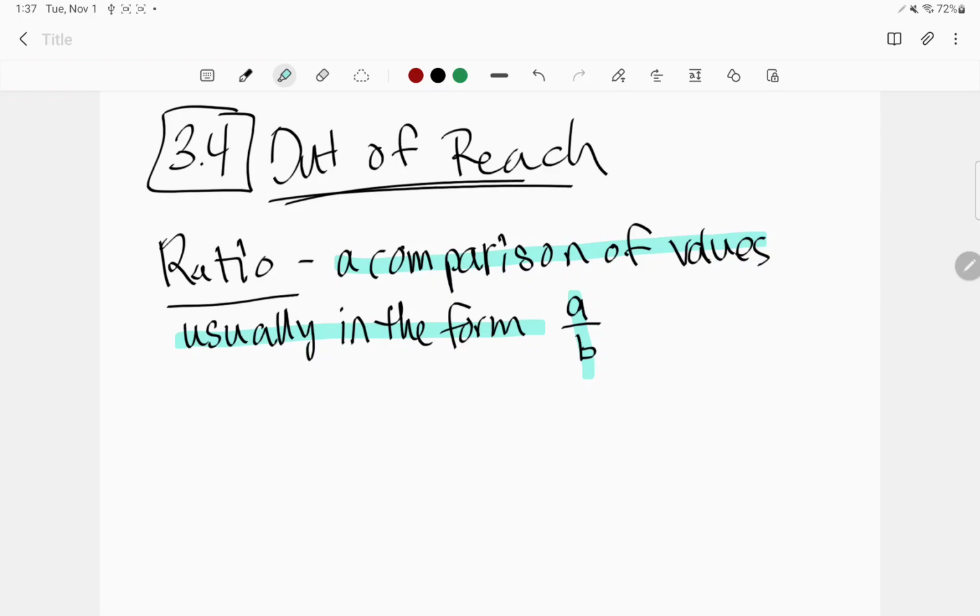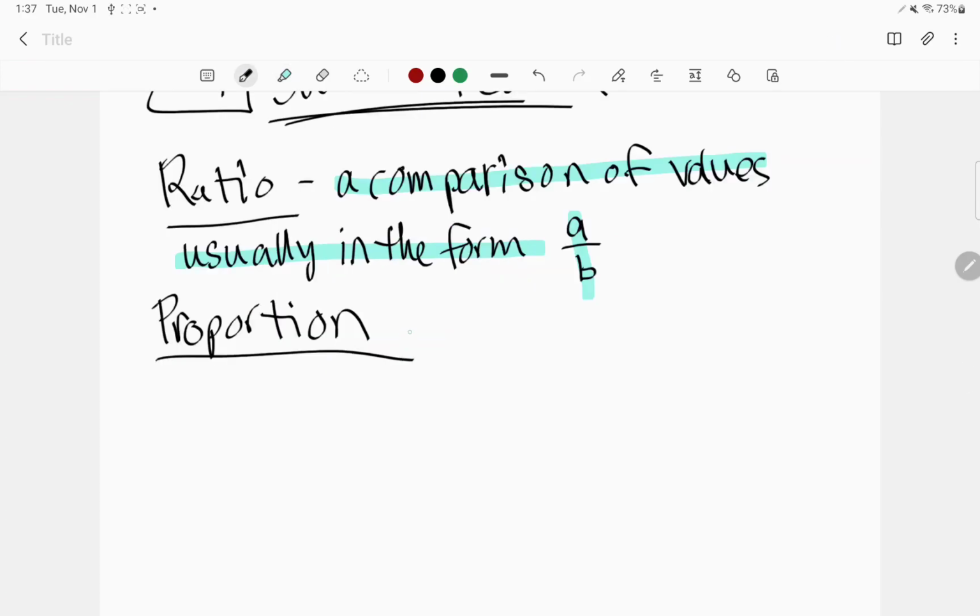Miles per hour, that's another ratio. It's a comparison of two values, miles and hours. Gallons and dollars, or dollars and gallons. Okay, so that's what a ratio is, usually in the form of a fraction. Now let's take a look at a proportion. Go ahead and think about what you think a proportion is and write down your definition. I'm sure you've heard it previously in the past. It has to do with ratios, but what do you think a proportion is?